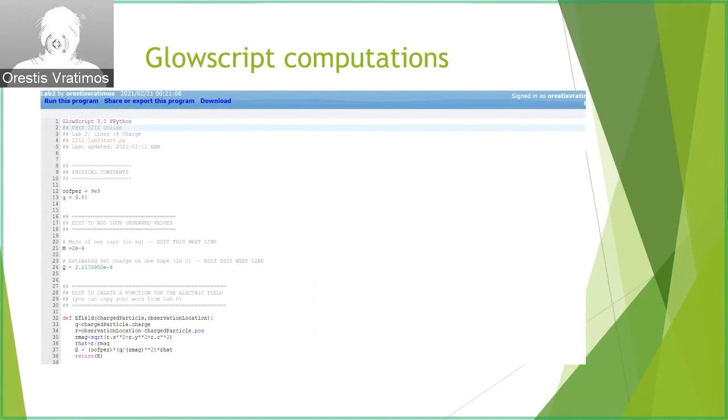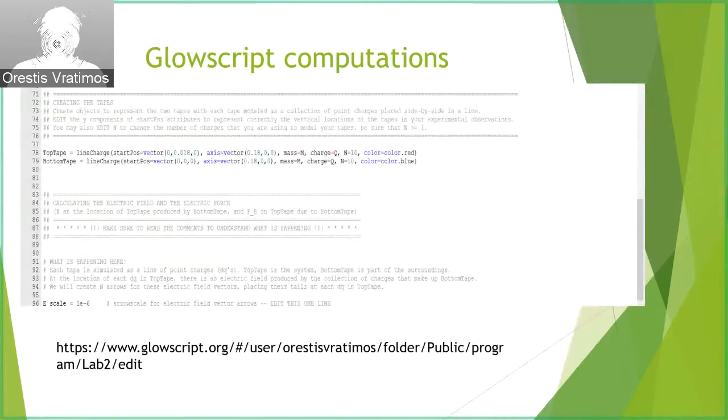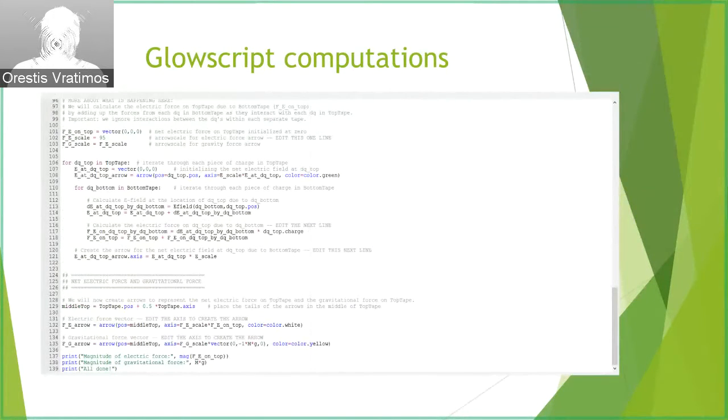Here we have our glossary representations with the constants, our measured values, the fraction created in Lab 0. We also have a given fraction. We have the creation of the tapes, and we'll also calculate the electric field and the electric forces. We put the right scale so that we can view the arrows representing the force vectors. We iterate through each piece of charge. We calculate the electric field, the electric force, and finally on the bottom we create the two arrows representing the electric force vector and the gravitational force vector.